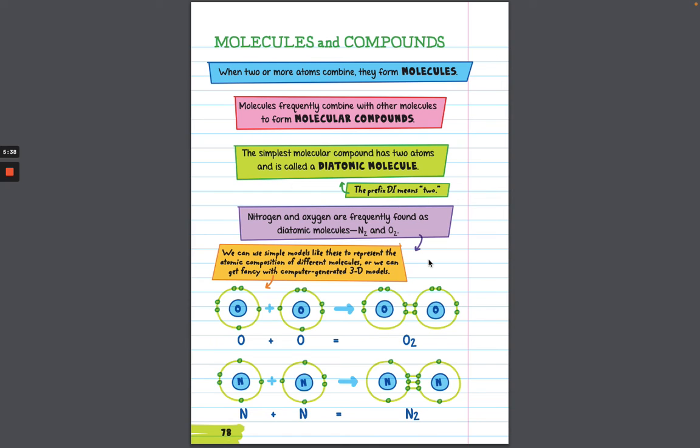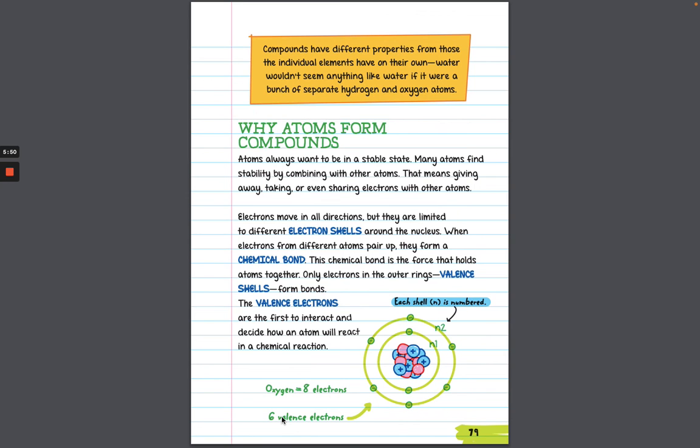We can use simple models like these to represent the atomic composition of different molecules, or we can get fancy with computer-generated 3D models. So here's some examples of these models. Compounds have different properties from those that individual elements have on their own. Water wouldn't seem anything like water if it were a bunch of separate hydrogen and oxygen atoms.